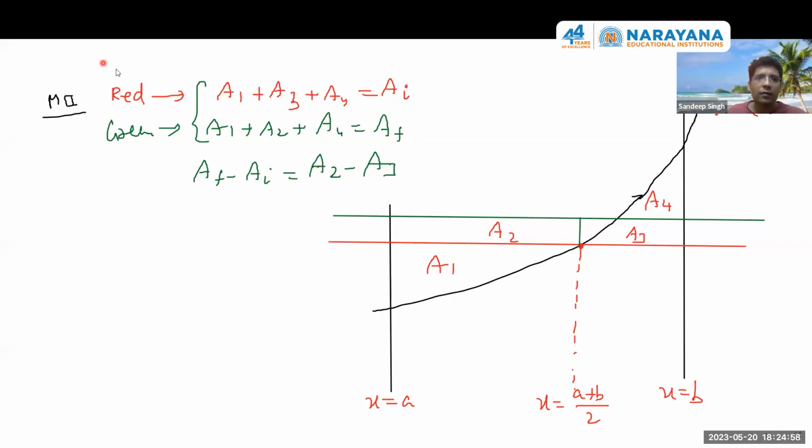Obviously, A2 is greater than A3. Hence proved. Similarly, if you take it down also, it will come in the similar fashion. Is it clear?